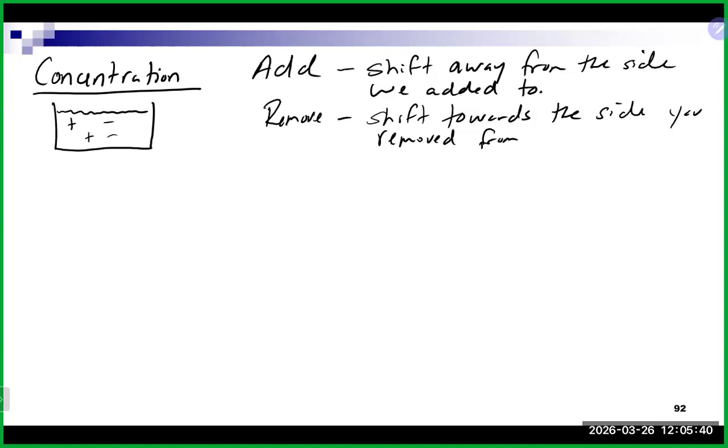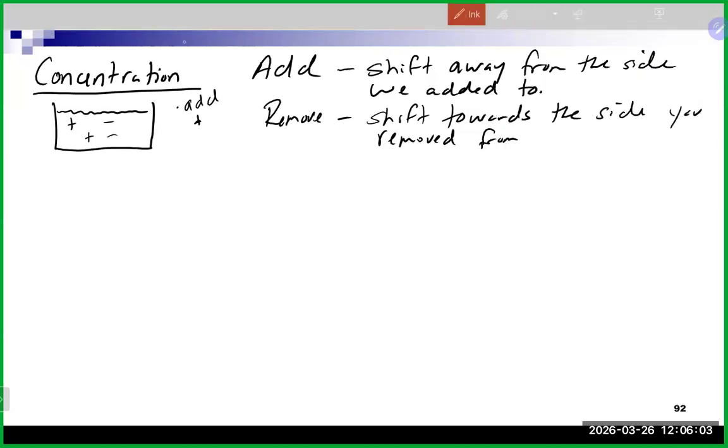So you can't really just go in there. How we remove something is a little bit different. What I could do in this particular case is add something to this solution. Let's just say I added a different positive ion. Here, let's make it red here.